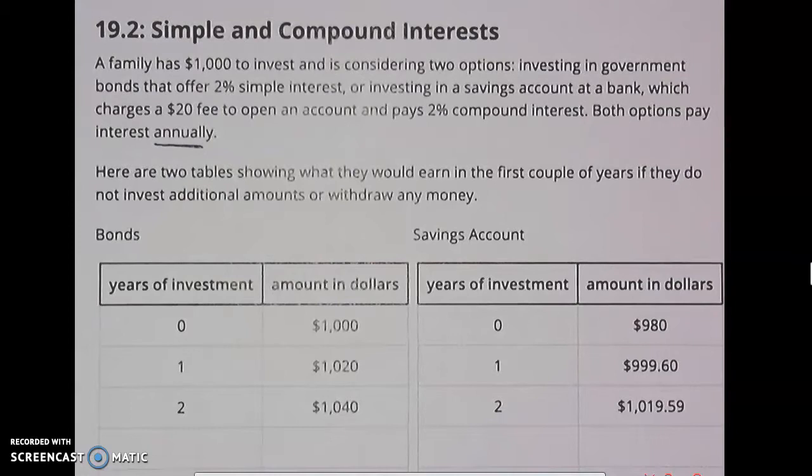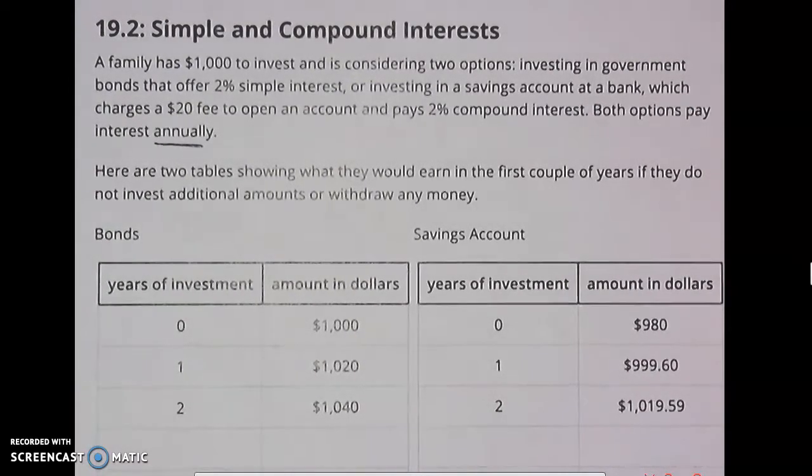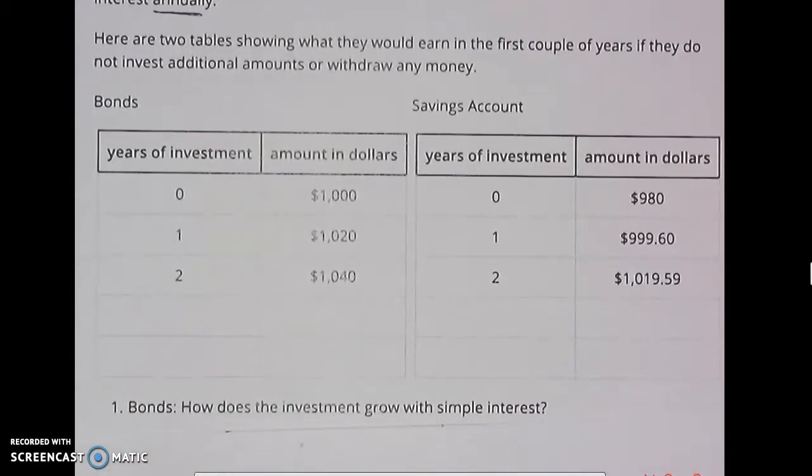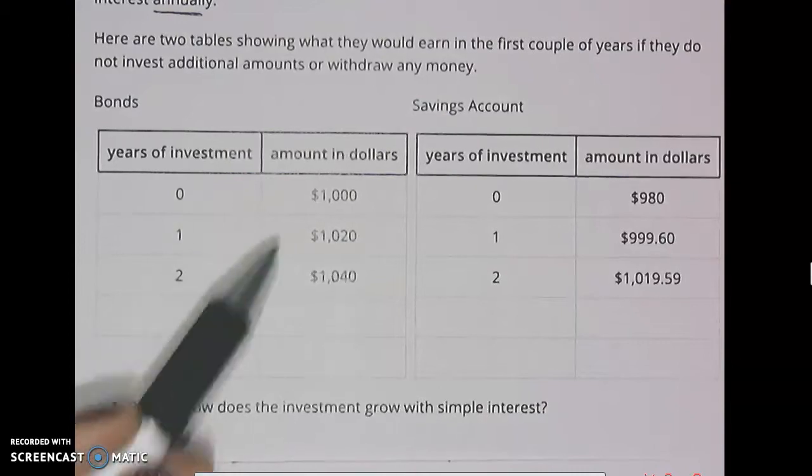And here are 2 tables showing what they would earn in the first couple of years if they do not invest additional amounts or withdraw any money. So here with the government bond, it's offering 2% simple interest. So what does that mean? Our first question does say, how does the investment grow with simple interest? So here, what do you notice?